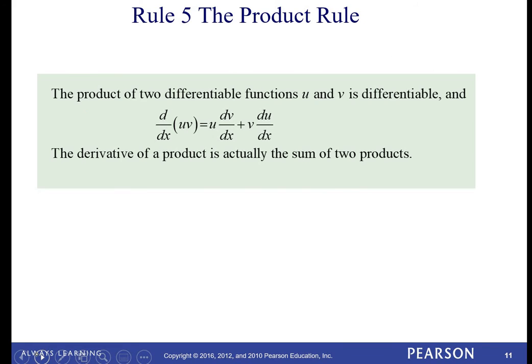Okay, another rule, the product rule. The product of two differentiable functions u and v is differentiable, and the derivative of u times v is u times the derivative of v plus v times the derivative of u. The derivative of a product is the sum of two products.